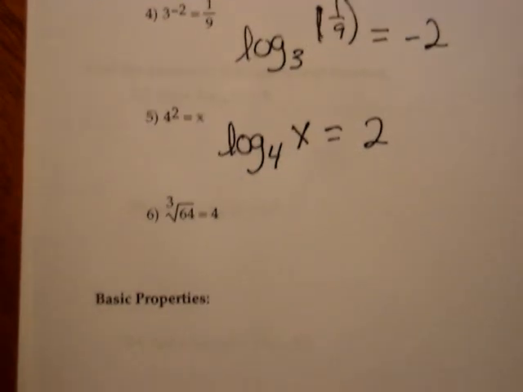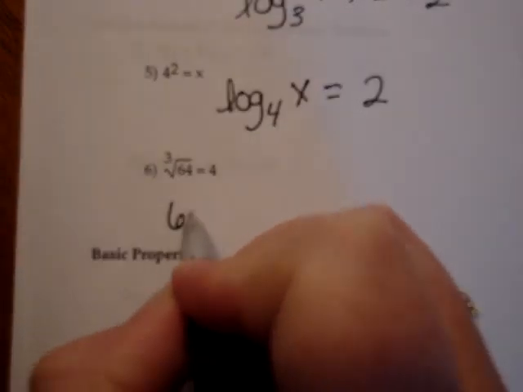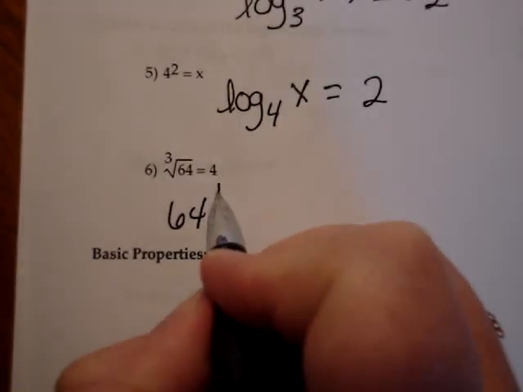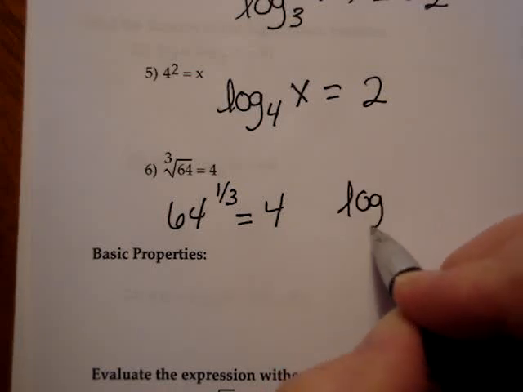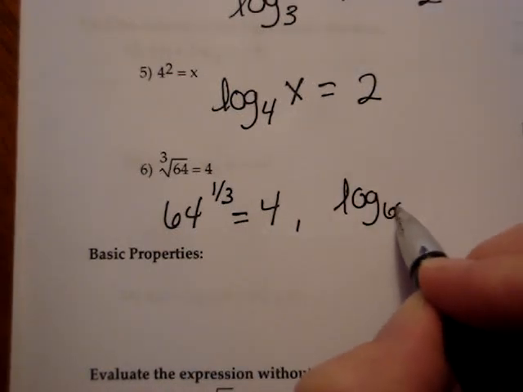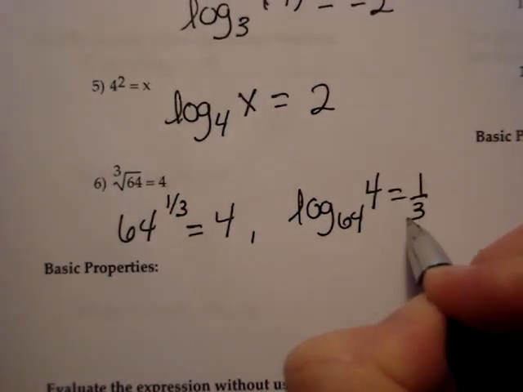Okay, let's do this one, number 6. Okay, now the first thing on number 6 is we can't use radical notation when we're doing logs. So we first have to change this to something that has an exponent. So remember, 64, remember the third root is the same as the 1/3 power. So 64 to the 1/3 power equals 4. Okay, that's true. Now, log base 64 of 4 equals 1/3.